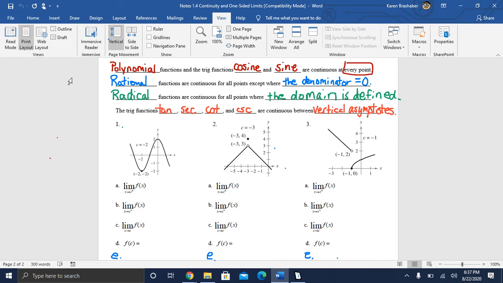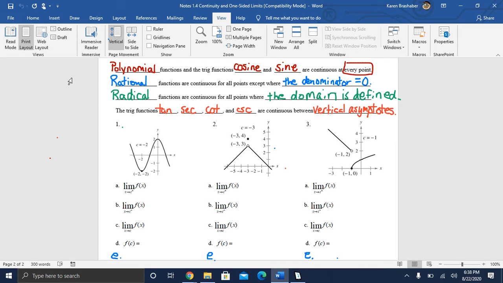Polynomial functions and the trig functions cosine and sine are continuous at every point. So a polynomial function, something like x squared plus 2x plus 1 for your f of x, that would be continuous for all real numbers, continuous at every point from negative infinity to infinity. And likewise, anything involving the cosine function or the sine function, cosine of x or cosine of 2x, sine of x over 4. All of those are continuous at every point from negative infinity to infinity.